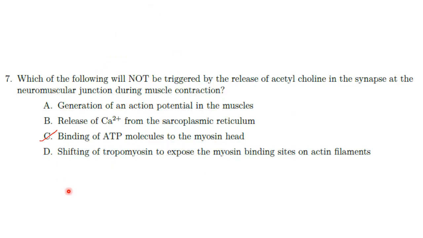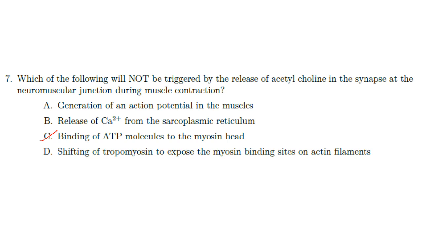Which of the following will not be triggered by the release of acetylcholine in the synapse at the neuromuscular junction during muscle contraction? Generation of an action potential in the muscles. Yes. Release of Ca2 plus from sarcoplasmic reticulum. Yes, that also is involved in contraction. Binding of ATP molecules to the myosin head. No, if the myosin head is bound with ATP, then muscles are getting relaxed, not contracted. Only if the myosin head is bound with ADP plus Pi, it will help in muscle contraction. So option C is the answer.